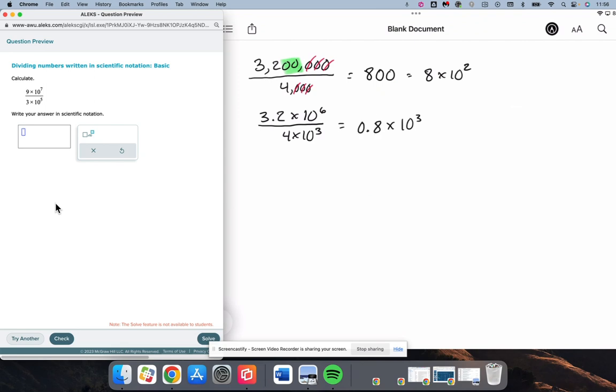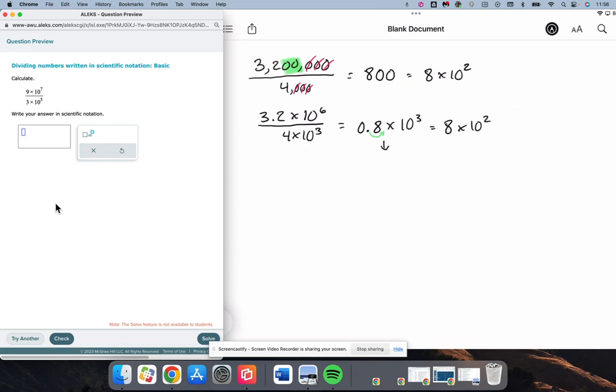We need to recognize that that is not written correctly in scientific notation. There is not one whole number in front of the decimal. So we do need to scoot the decimal one spot to the right, which is going to subtract one number from our exponent and is going to make that 8 times 10 to the power of 2.